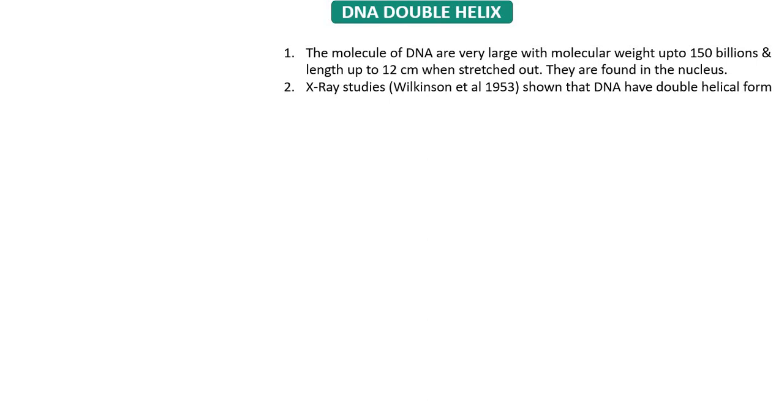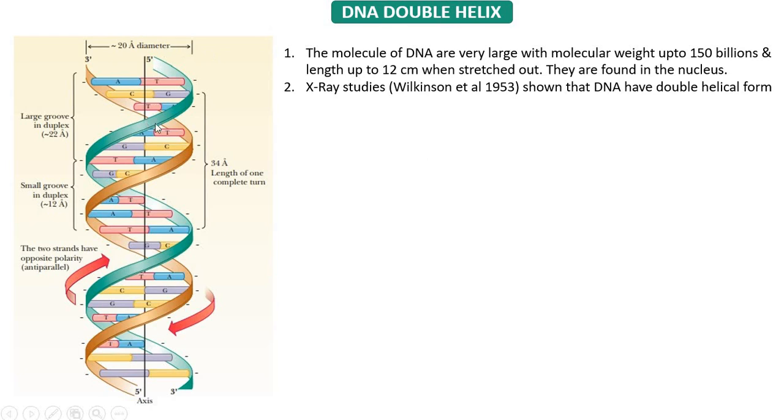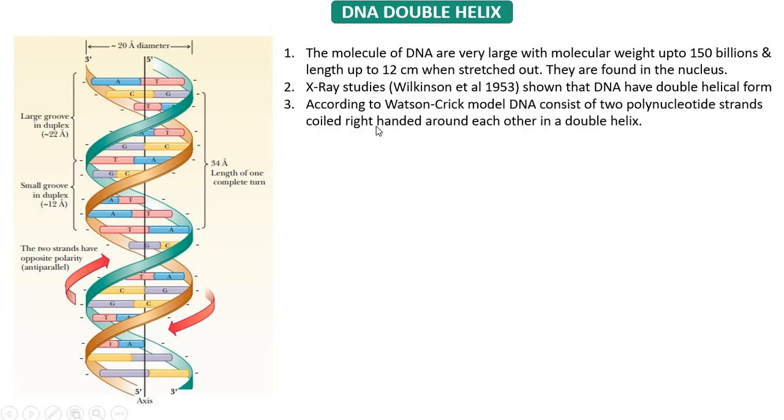And in 1953 Wilkins did the X-ray studies, and he showed that the DNA has a double helical form, and further we'll see this double helical form. According to the Watson and Crick model of DNA, further after Wilkins, Watson and Crick were the two scientists who proposed the model of DNA consisting of two polynucleotide strands coiled right-handed around each other in a double helix.